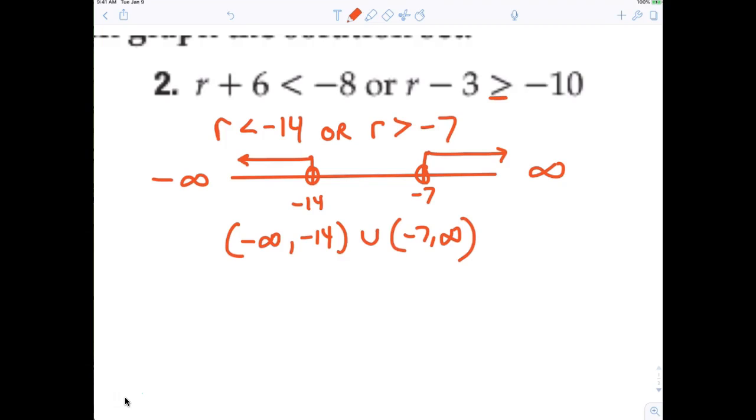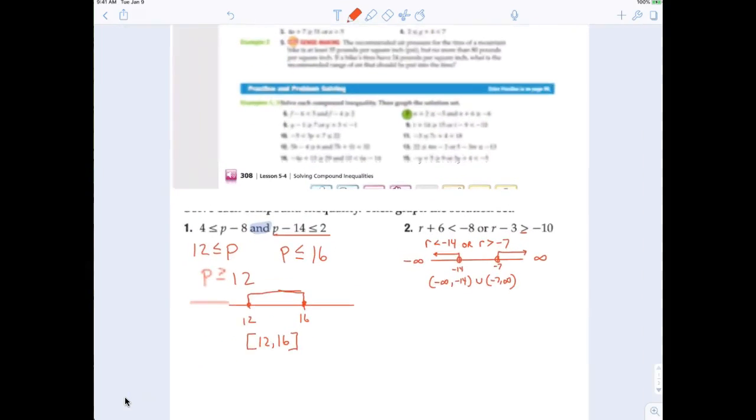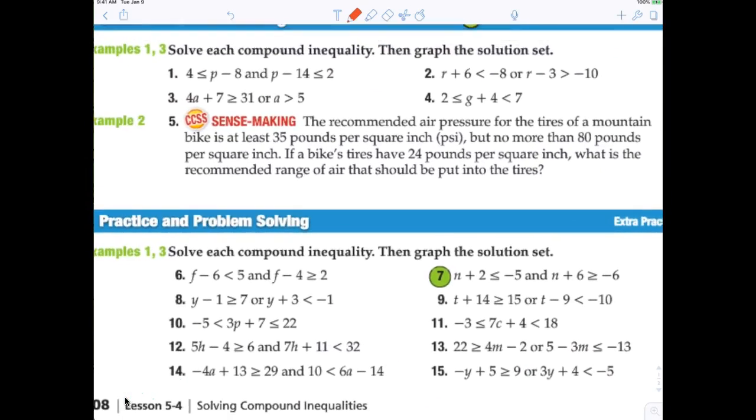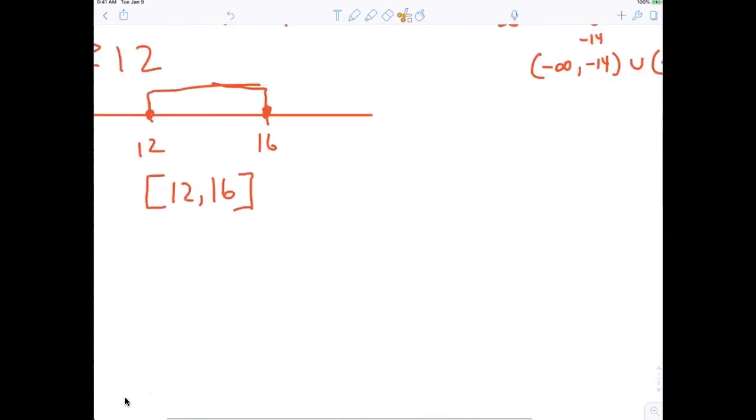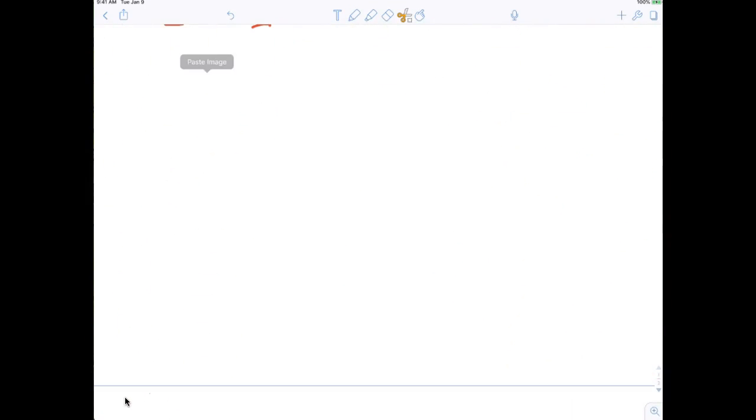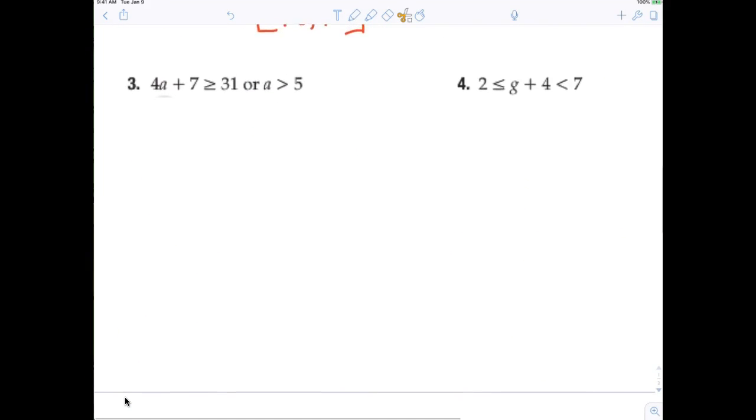Good? Girls? Y'all good? Boys, y'all right up here? All right, I don't think that's that hard. Does everybody agree? All right, let's check out 3 and 4 now. Let me go ahead and get 3 and 4 real quick. Let's bring it down here. All right, here we go.